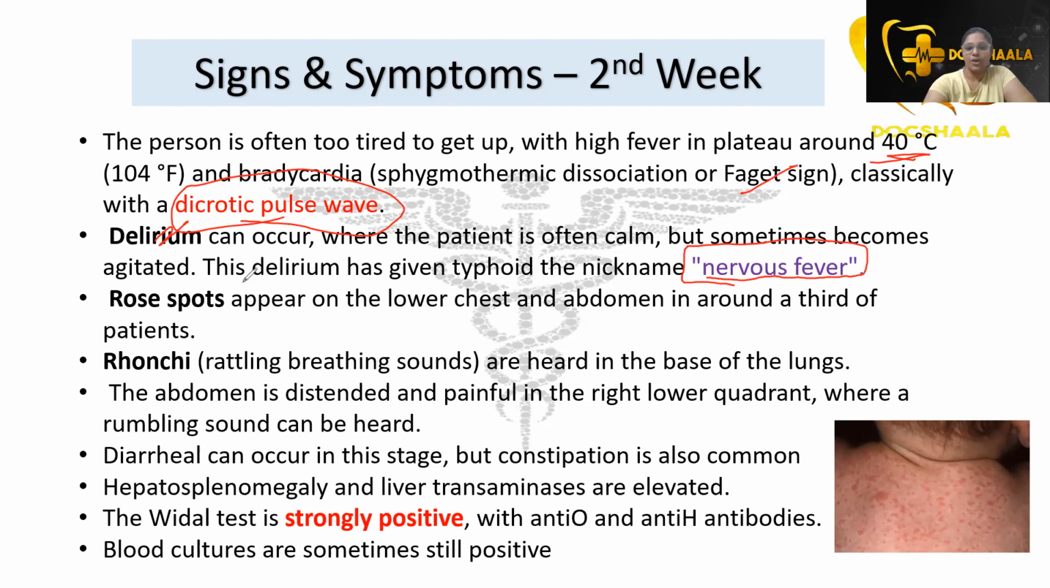Then coming to rose spots, as we can see in this image, they appear on the lower chest and abdomen in around one third of patients.